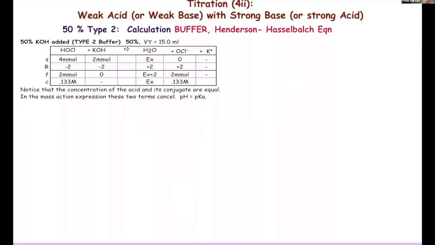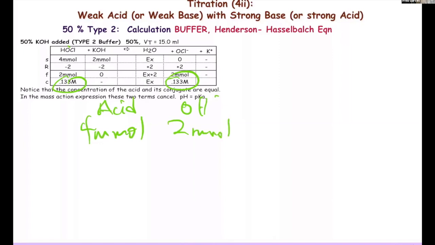50% is when half the original acid gets converted to its conjugate. Guess what? These two are equal. Look what happens. You have 4 millimoles of acid in the beginning, and you're introducing hydroxide, and you're only introducing half of the 4, 2 millimoles. That's 50%. Take 5 mils and multiply it by 0.4, you get 2 millimoles. Guess what? You're going to get the conjugate of that acid, OCl minus, and water.